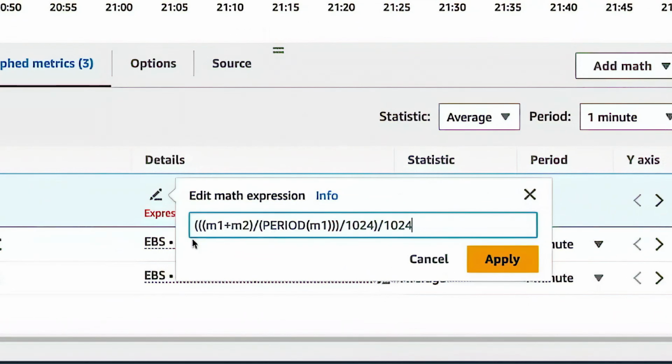So this is basically M1 and M2, which is your volume write bytes and your volume read bytes. We're adding them together and dividing by the period, the time, which is 60 seconds. Then we divide that by 1,024 twice, or you could do it to the power of 2, and this will give you the throughput for that 1 minute each time in megabytes.